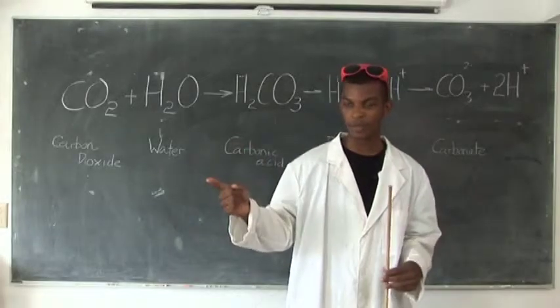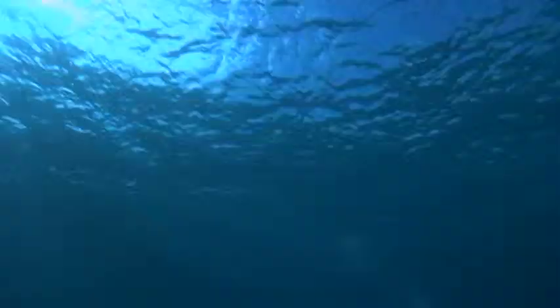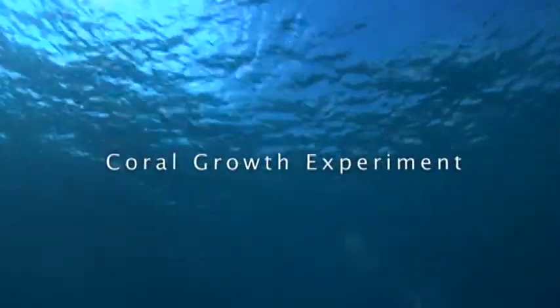So here's our experiment to look at the effects of ocean acidification on coral growth. As the pH drops and the water becomes more acidic, there is less carbonate in the water. The reason carbonate is important is because corals take calcium and carbonate and make calcium carbonate, and they need that to make their skeletons.